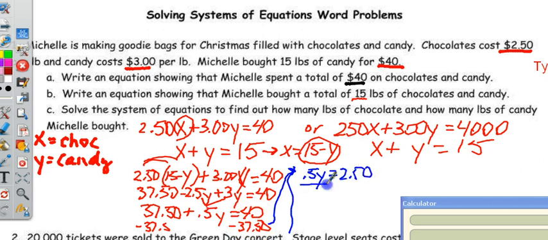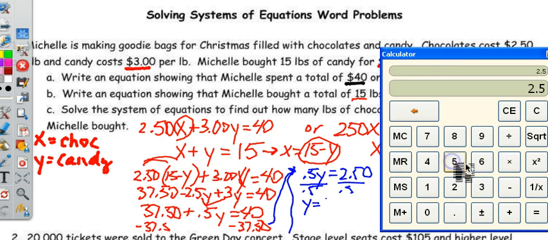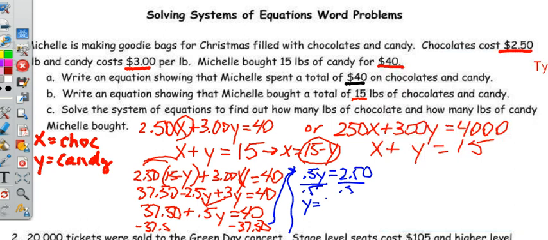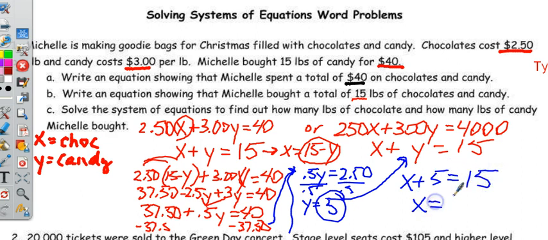Okay? Y by itself, divide by 0.5. I get a grand total of Y equals 2.50 divided by 0.5 if you need your calculator. 2.5 divided by 0.5 equals 5. So we get Y equals 5 there. So to find X, all we got to do is we take that 5 and we plug it in here. And so we get X plus 5 equals 15. So of course that means we must have X equals 10.